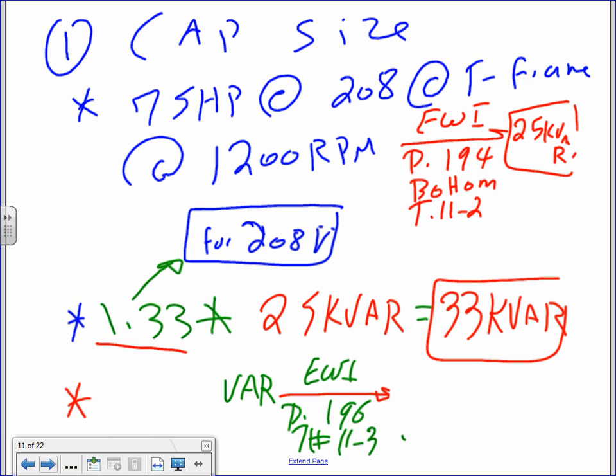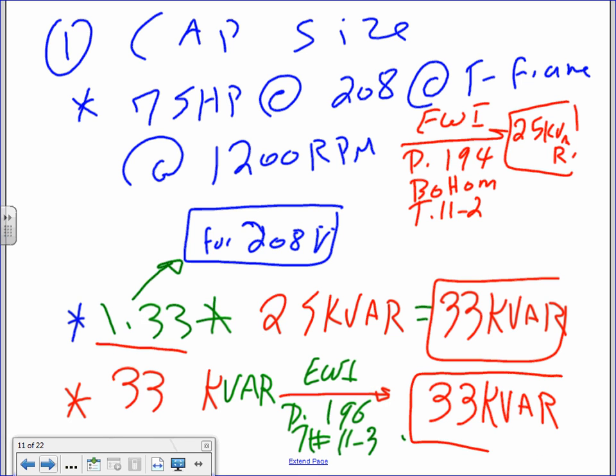Then you're going to take your 33 kvar. Same thing, Electrical Wire Industrial table 11.3, to find the standard. And by the way, we hit the standard. So 33 kvar is a standard. So go find yourself a standard, and you're going to find it is a standard. So hit the jackpot, basically.